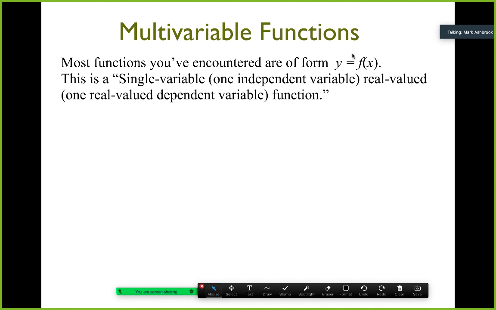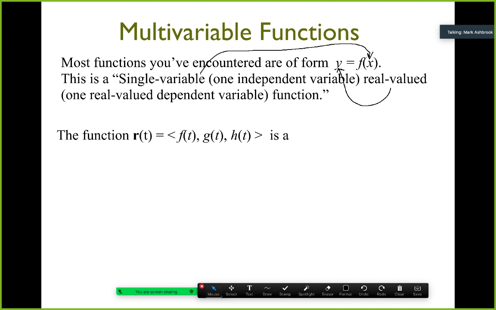So when we say single variable, are we talking about the x or the y? X. Single variable is the x, and real valued means the y. You put in a single variable, input values, and for each one of those values, the function generates a real value back, and we call that y.